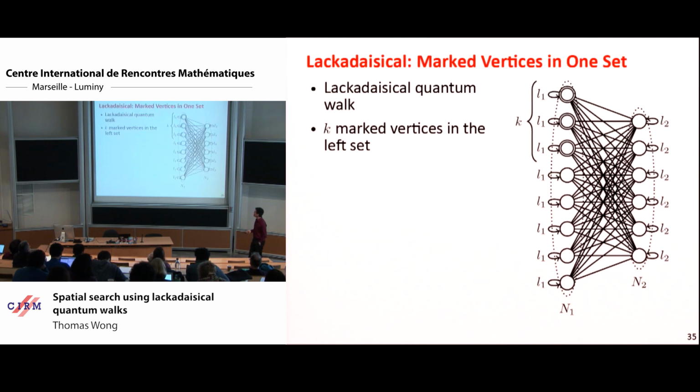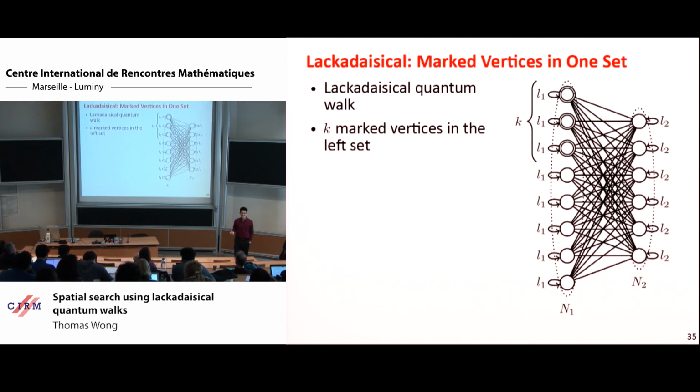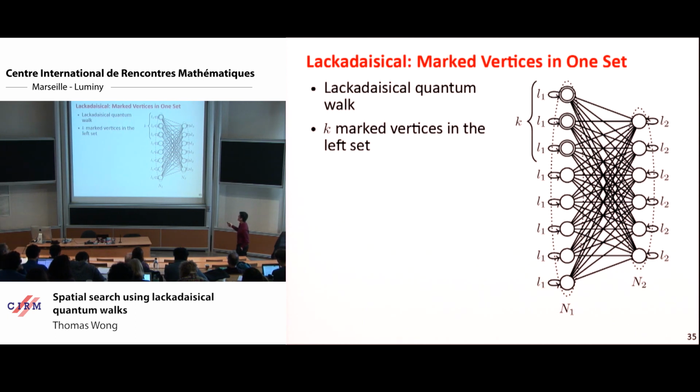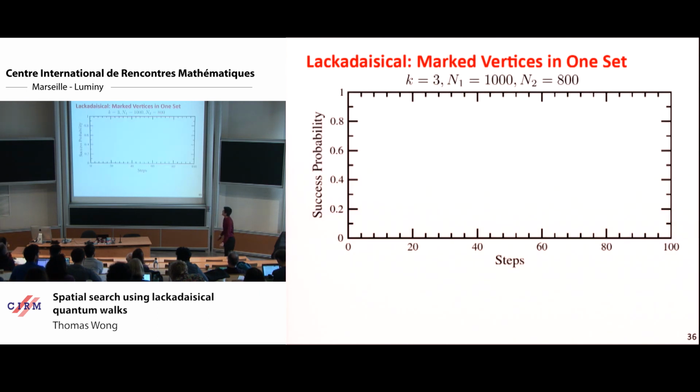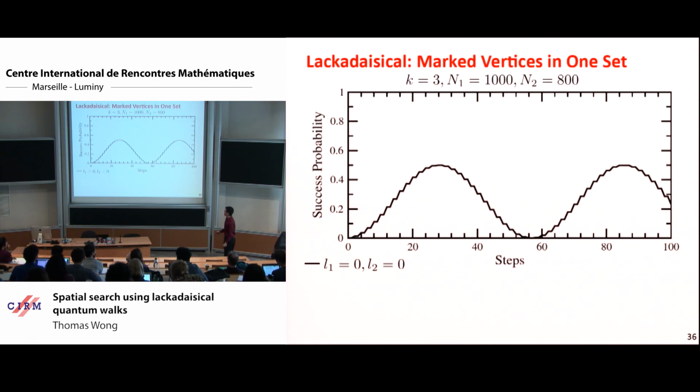All right. Okay, so let's make this lackadaisical now, and we'll go back to the first case that's easier, where you only have K marked vertices in one set, and now you have self-loops with weight L1 here, and self-loops with weight L2 here. So again, they can be different amounts of laziness, or they could be the same, you can pick the same value on both sides. Doesn't matter, the point is you can now adjust this. All right, so let's see what happens. So just to remind you, with the normal coin quantum walk, it evolves like this.